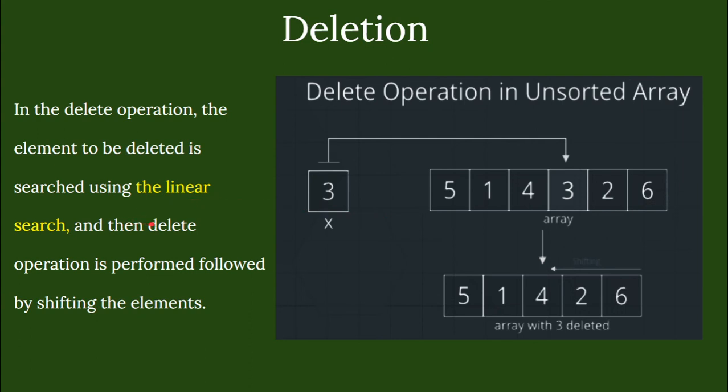Once the delete operation is performed, it is followed by shifting the elements. What does shifting the elements mean? This 3 has left a space because we have removed it. So we have to move 2 to the 3 position and 6 to the 2 position. We are shifting elements backward. That's all for the delete operation.